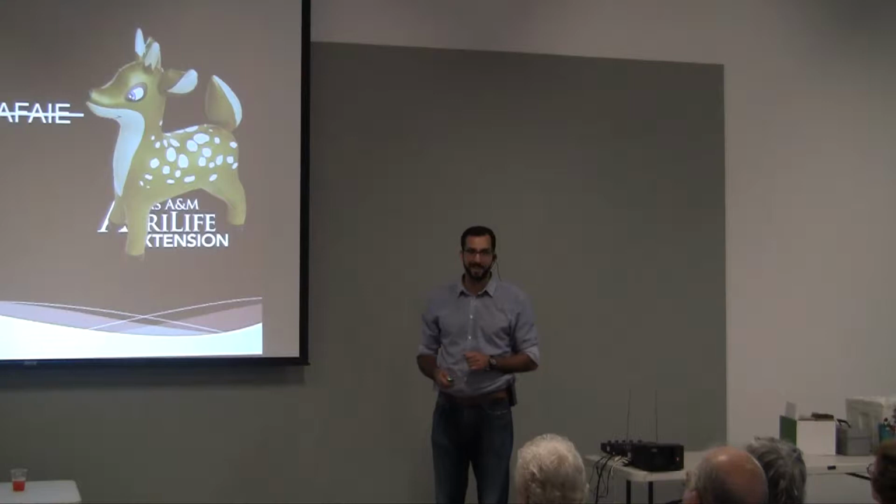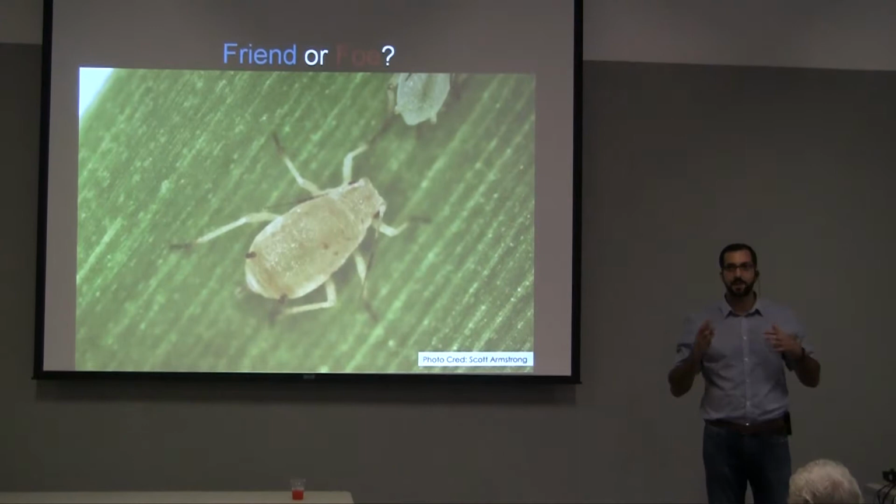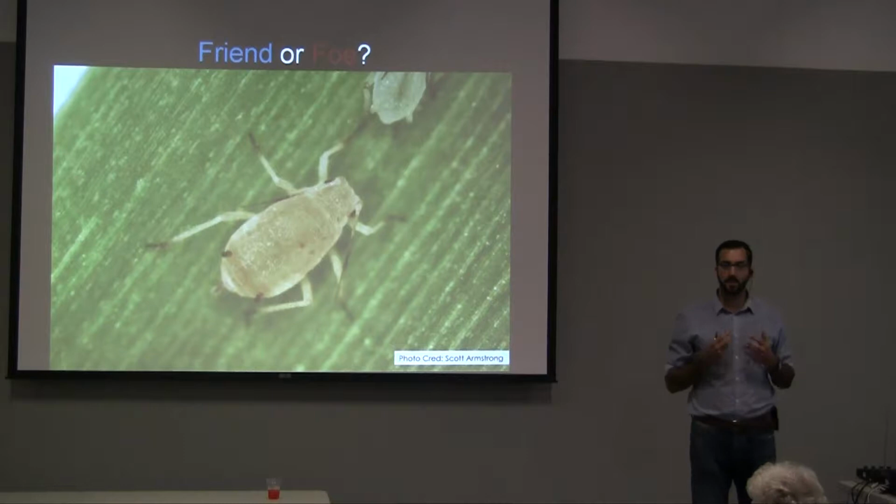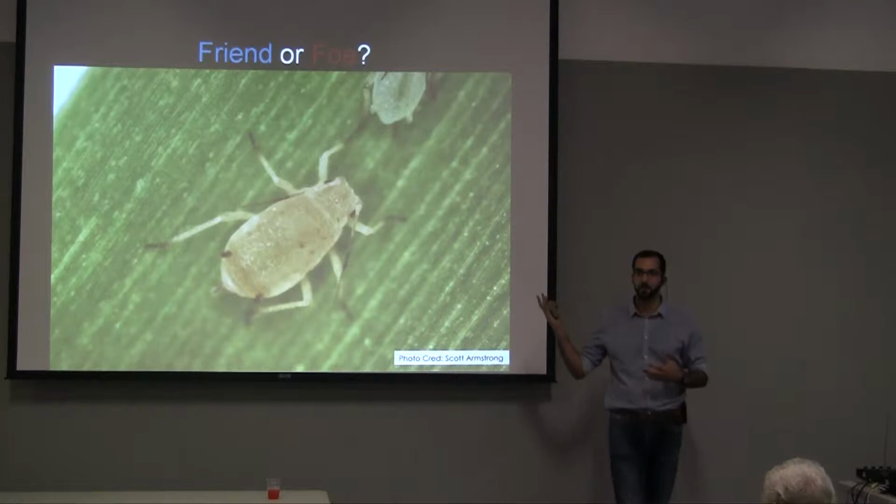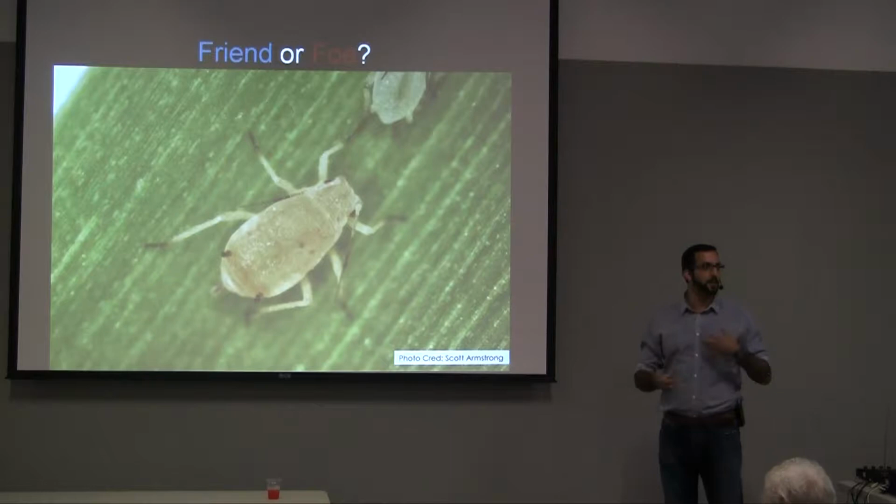All right, so I want to start off with a little activity, and a part of this presentation is just going to be recognizing some good bugs, or good insects, and bad insects. So I want to start it off. This one. Is this a friend or a foe? Foe. Can anyone tell me what it is? Aphid. Excellent. We'll go over, in case you're not exactly sure what an aphid is or its life cycle or not, we'll go through that a little bit later.